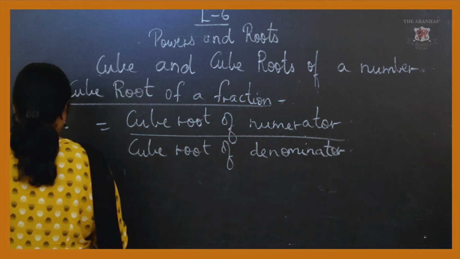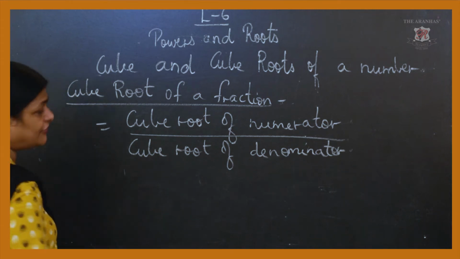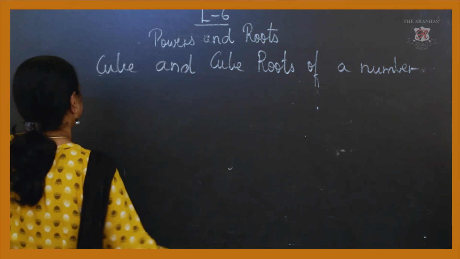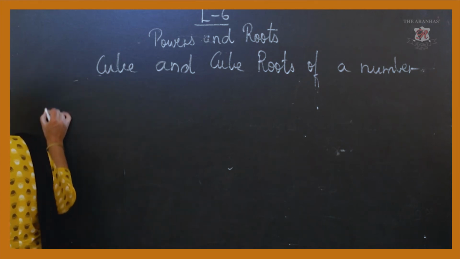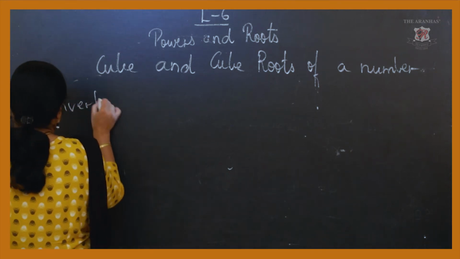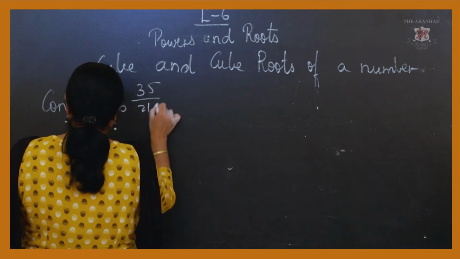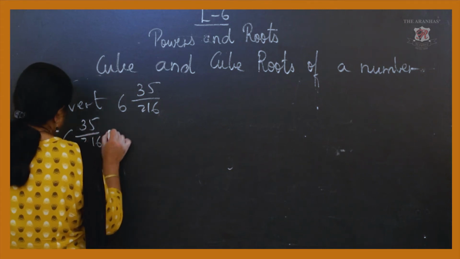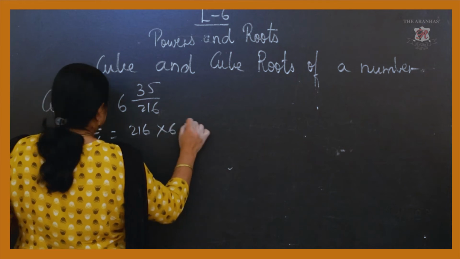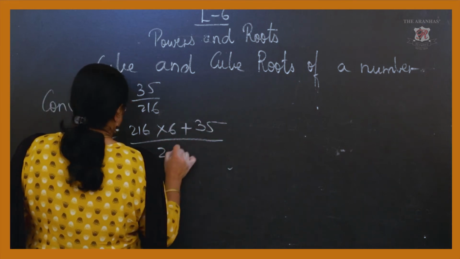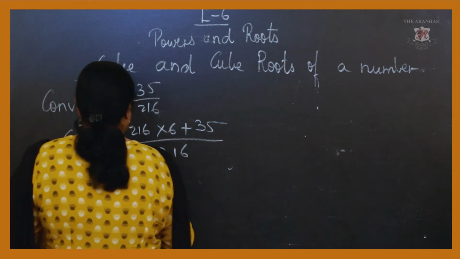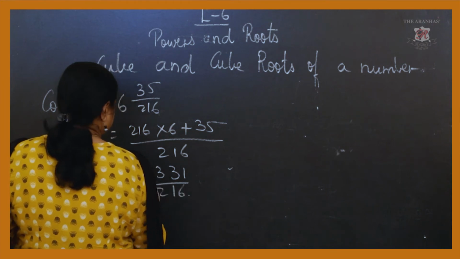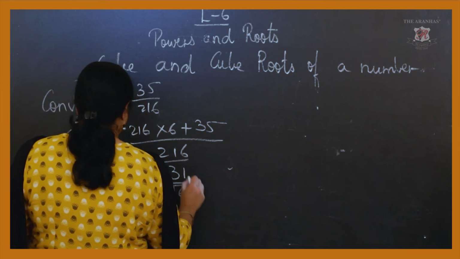Now suppose I am giving you one sum, now this will be your formula. Now if I am giving you a sum as, convert 6 and 35 upon 216. So now 6 and 35 upon 216 is equal to what? 216 into 6 plus 35 upon 216, which will give you 1331 upon 216. So you're taking the root, and again you are taking the root.